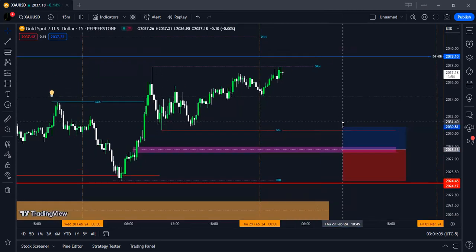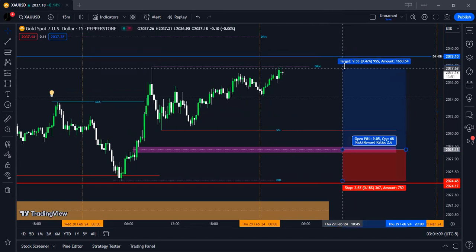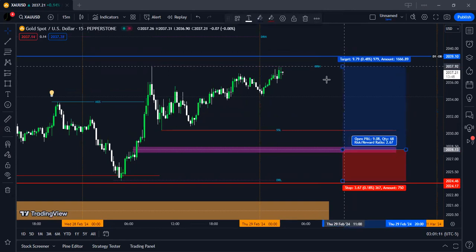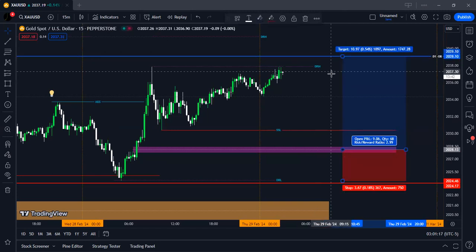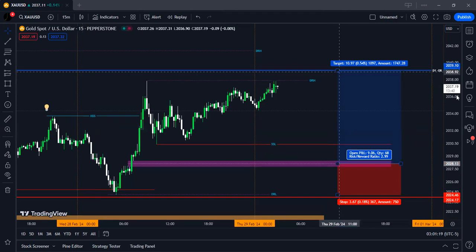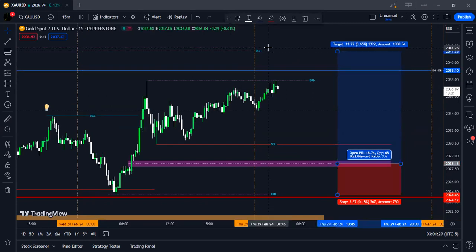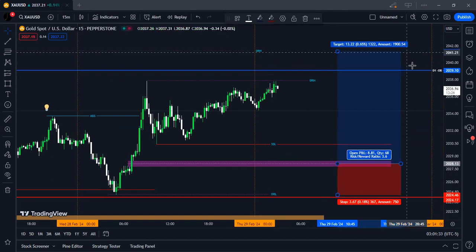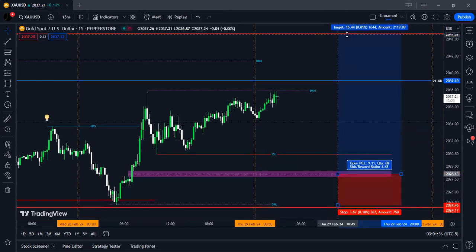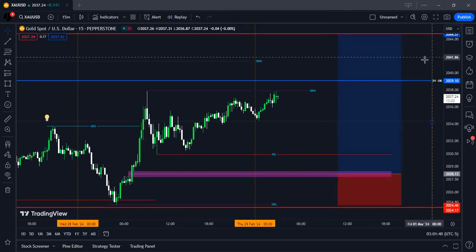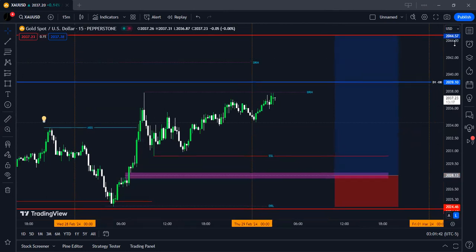And as for the targets, we are targeting this first dealing range high, but I expect it to expand into this bullish order block, bearish order block. First target at 2039.10. Second target at this major dealing range high, which is at 2041.41. If we expand higher, final major target at 2044.57, around there. Okay. So now we have a setup.